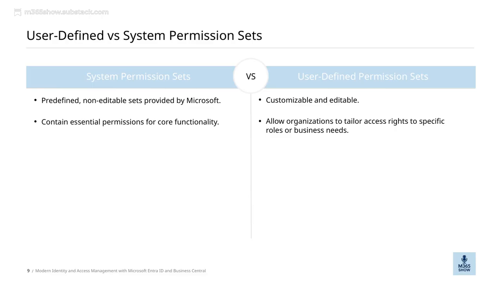On the other hand, we have system permission sets, which are predefined by Microsoft. These are non-editable and contain essential permissions necessary for core functionality. They serve as a reliable baseline, ensuring that fundamental access is consistently maintained across your organization. Understanding the difference between these two types of permission sets helps you make smarter decisions about how to manage access rights effectively, balancing flexibility with standardization within your overall identity and access management strategy.